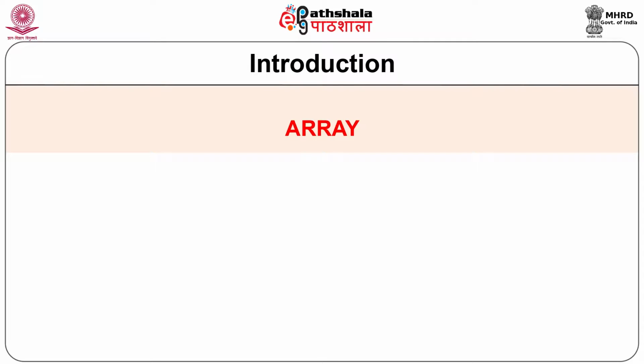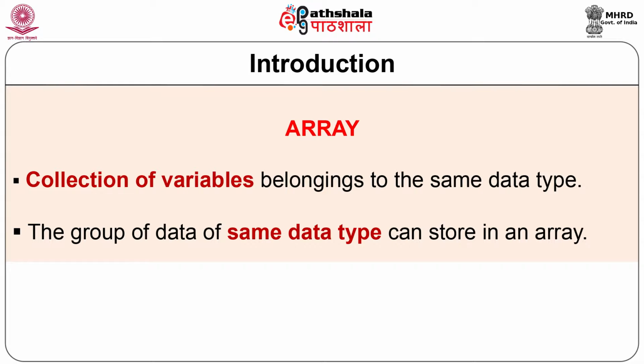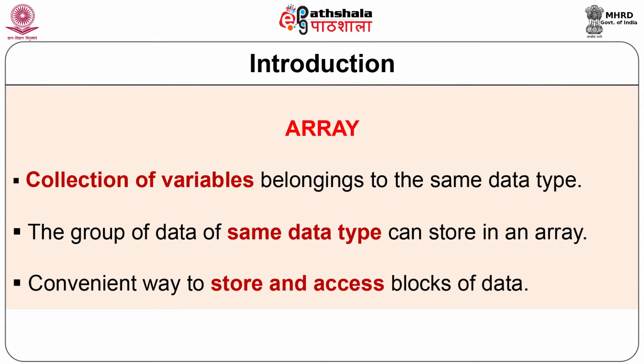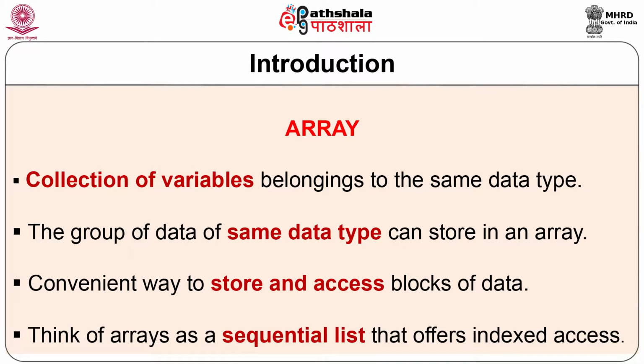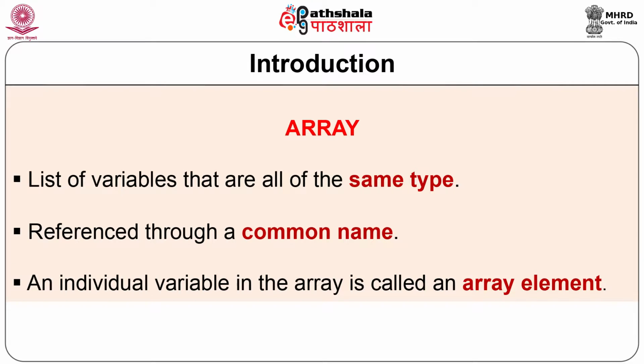Let us see array. As we know, array is a group of similar objects or group of similar data points. Array can store a fixed size sequential collection of elements of the same data type. The group of data of the same data type can be stored in an array. Array offers a convenient way to store and access a block of data. Think of array as a sequential list that offers indexed access. Array can be treated as a list of variables of the same data type, that is a list of integer variables or a list of character variables. Array is referenced through a common name and individual variables in the array are termed array elements. It means under the array name there are array elements.